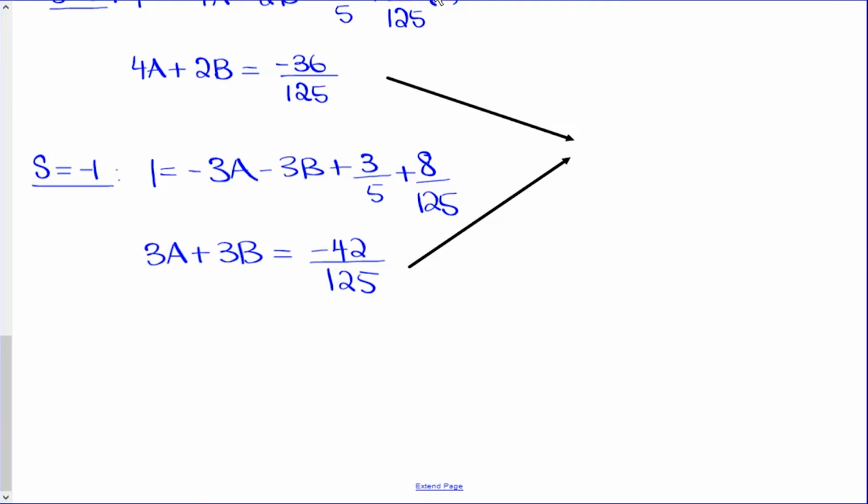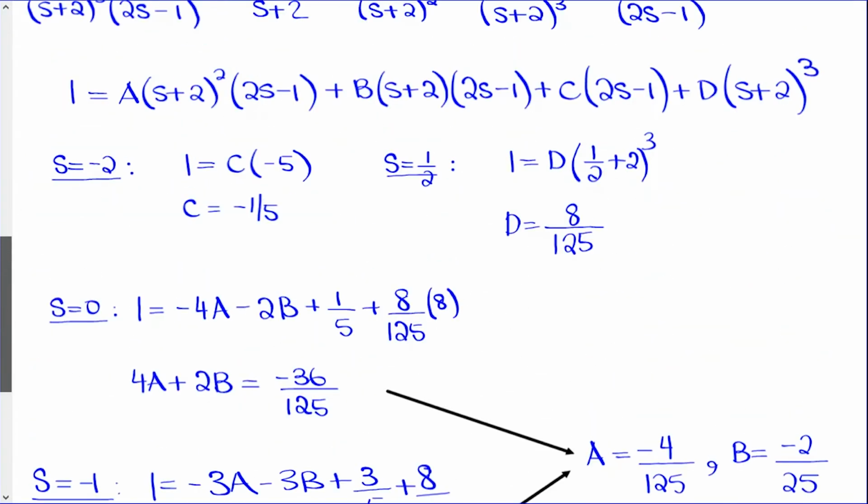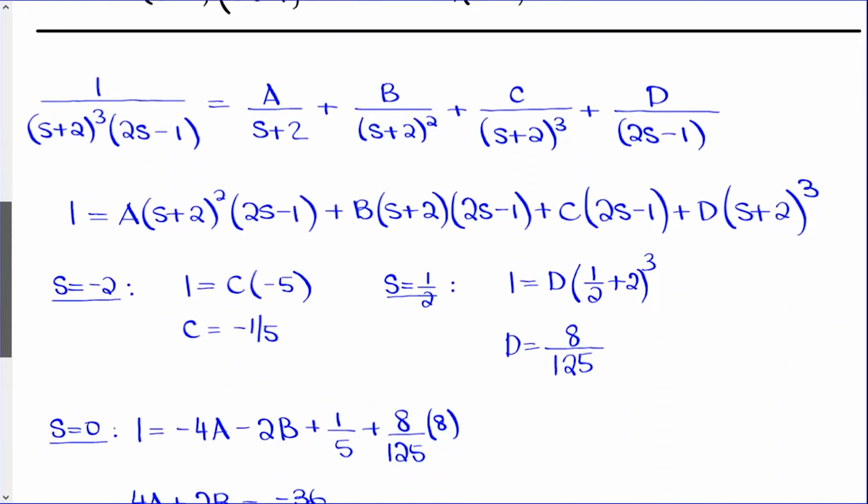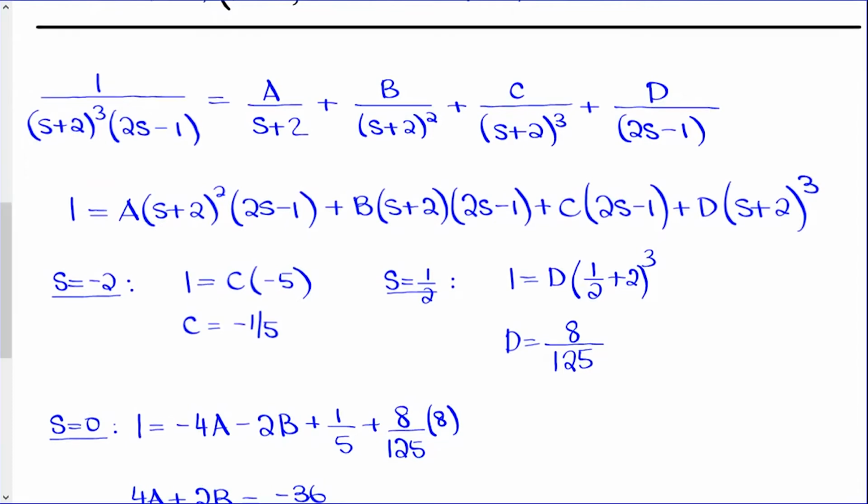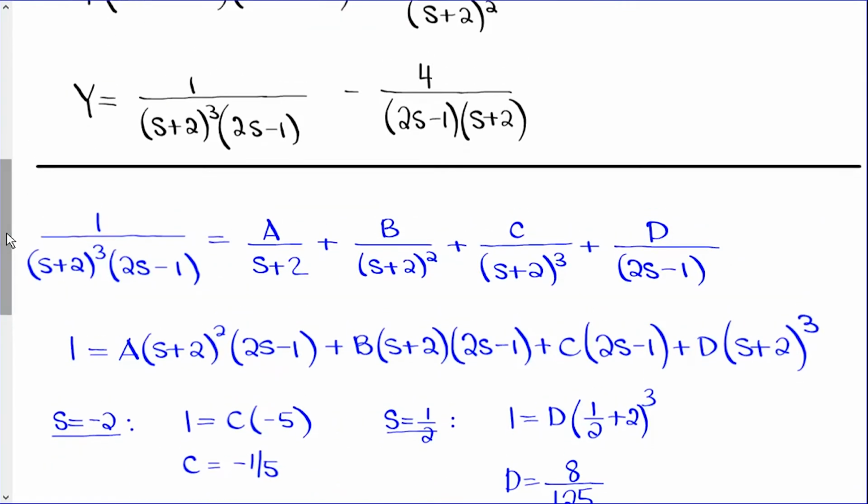So if I do this, I get A equal to negative 4 over 125 and B equal to negative 2 over 25. And with this, we can go back and update our partial fraction decomposition. So let's do that. Or instead, before we do that, let's go ahead and do the partial fraction decomposition on the second piece as well. Might as well get that over and done with.